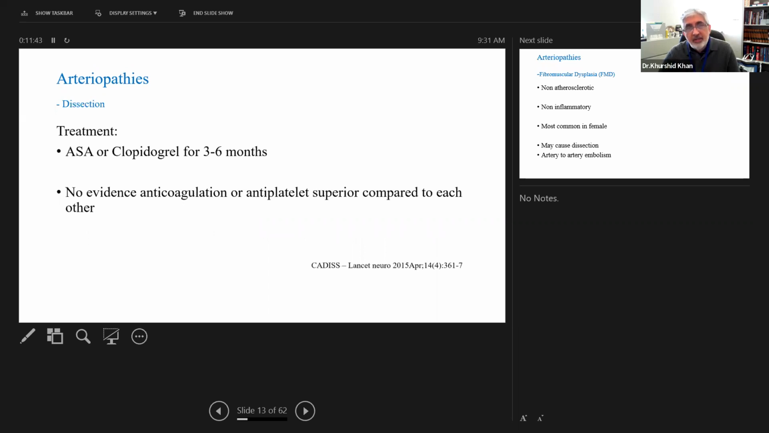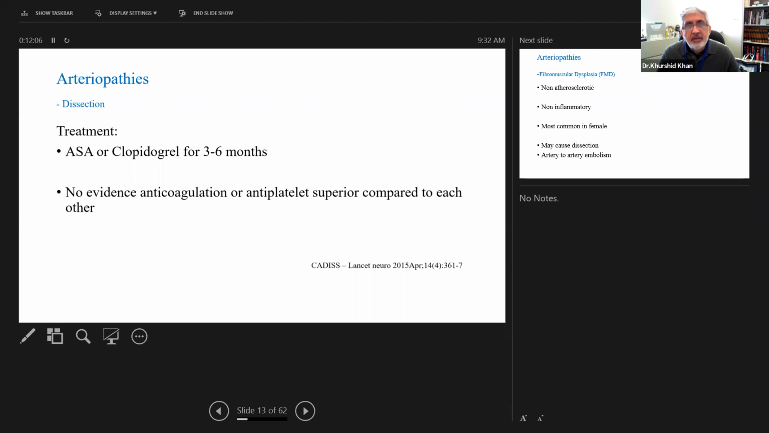Treatment of a dissection. So in the acute setting, if someone is presenting with acute stroke, the treatment will be the usual treatment of thrombolysis, or if EVT, thrombectomy facility is available, that can be undertaken. For secondary prevention, aspirin or clopidogrel for 3 to 6 months.